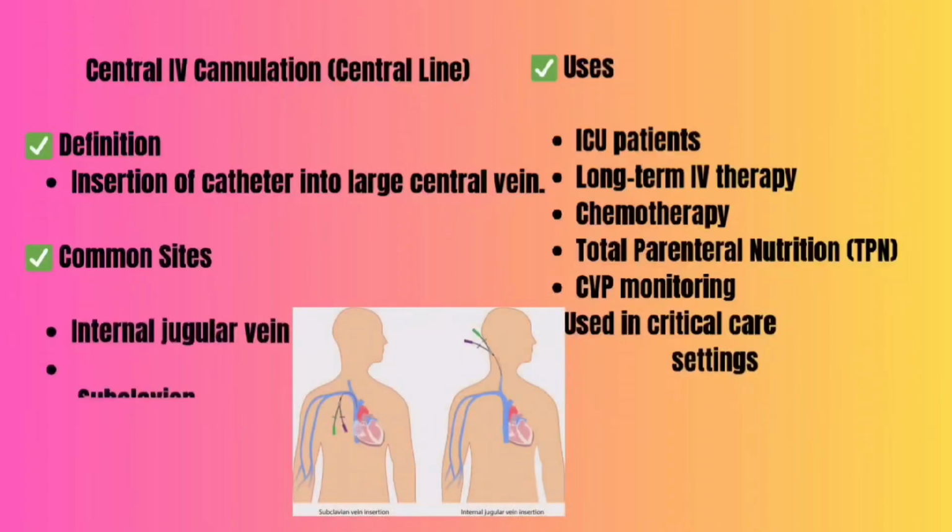Next is central IV cannulation, or central line. What is the definition of central IV cannulation? Insertion of a catheter into a large central vein. What are the common sites? Internal jugular vein, subclavian vein and femoral vein. You can see this diagram here, showing common sites like the subclavian vein and jugular vein.